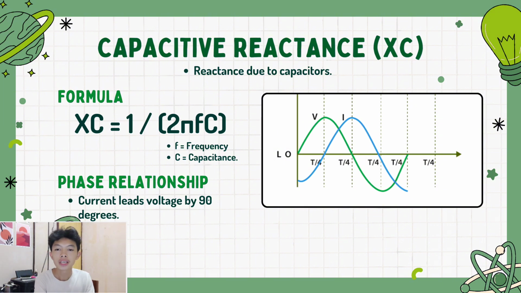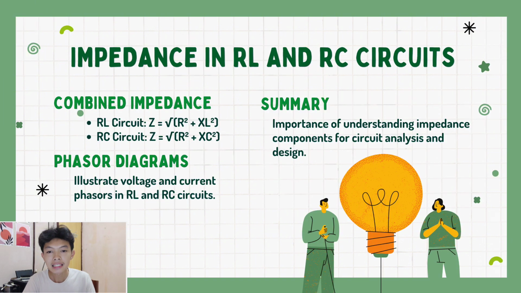Now let's proceed to the impedance in RL and RC circuits. So finally, let's see what happens when we mix resistance and reactance in circuits. The first one, we have the RL circuit. This has both a resistor and an inductor. So the total impedance Z is equal to the square root of the summation of R squared and XL squared. So the current lags behind the voltage.